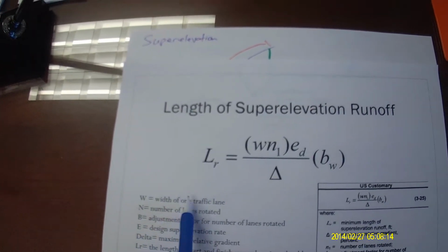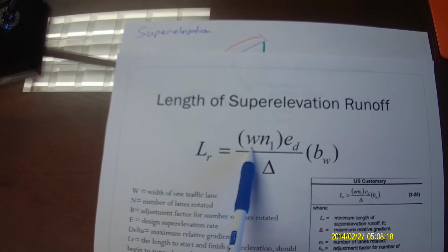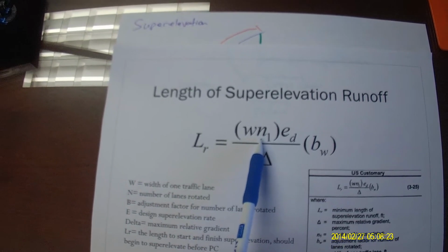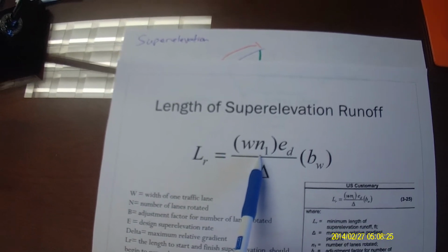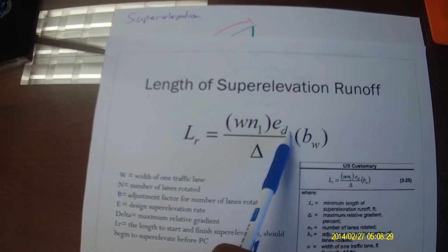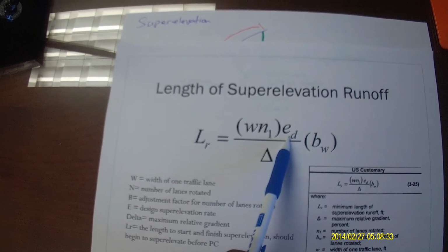So you have your width of one traffic lane, that's your W. Usually that's going to be 12, right? Then N is the number of lanes rotated, the number of lanes that you will be rotating to reach that super elevation. And then your E sub D is your super elevation represented in percent.